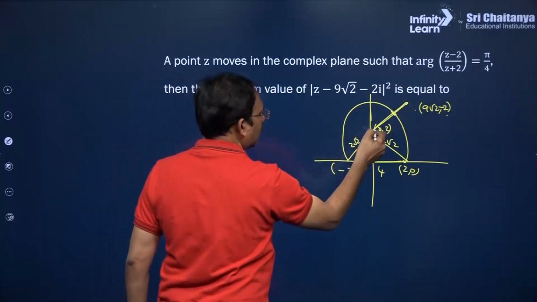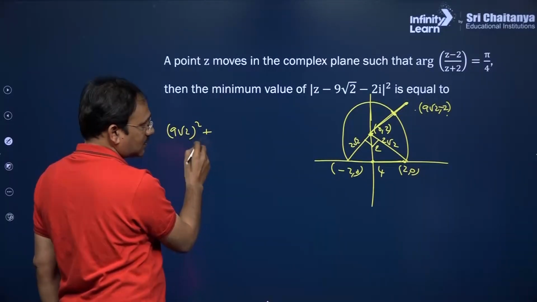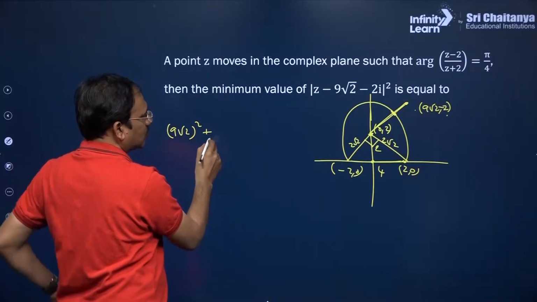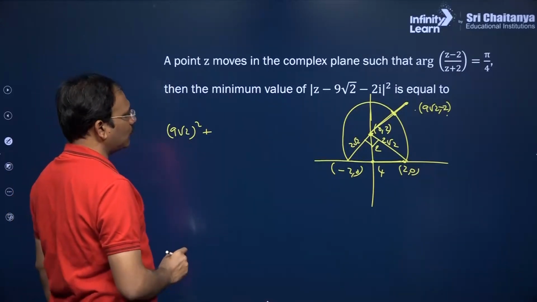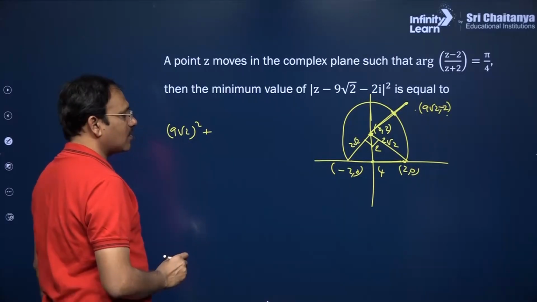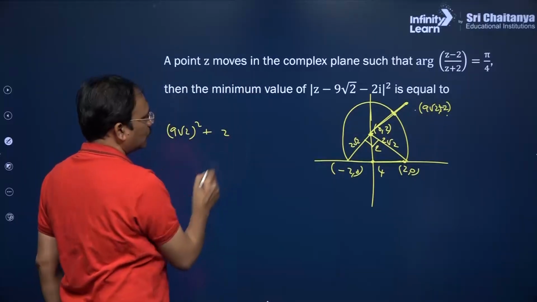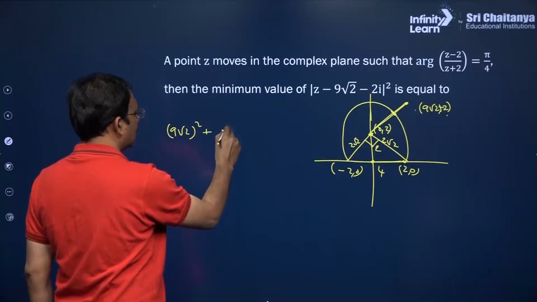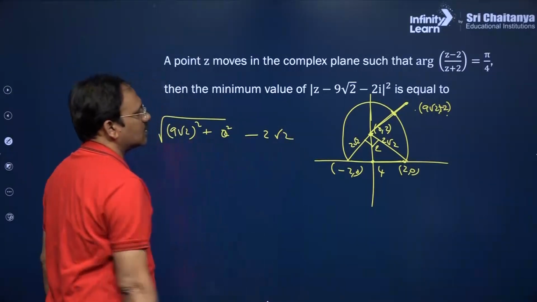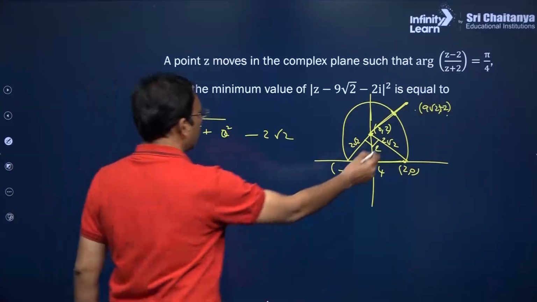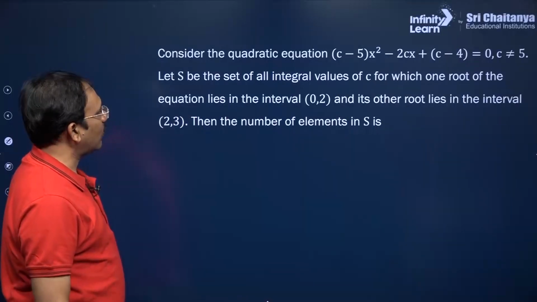You just find the distance between these two: under root, (9 root 2 minus 0) whole square plus (2 plus 2) whole square. This is going to be, my dear friends, 9 root 2 minus... plus 2, so 2 minus 2, 0 square. This is the distance under root, in fact minus 2 root 2. So this distance is going to be 7 root 2. That's all.